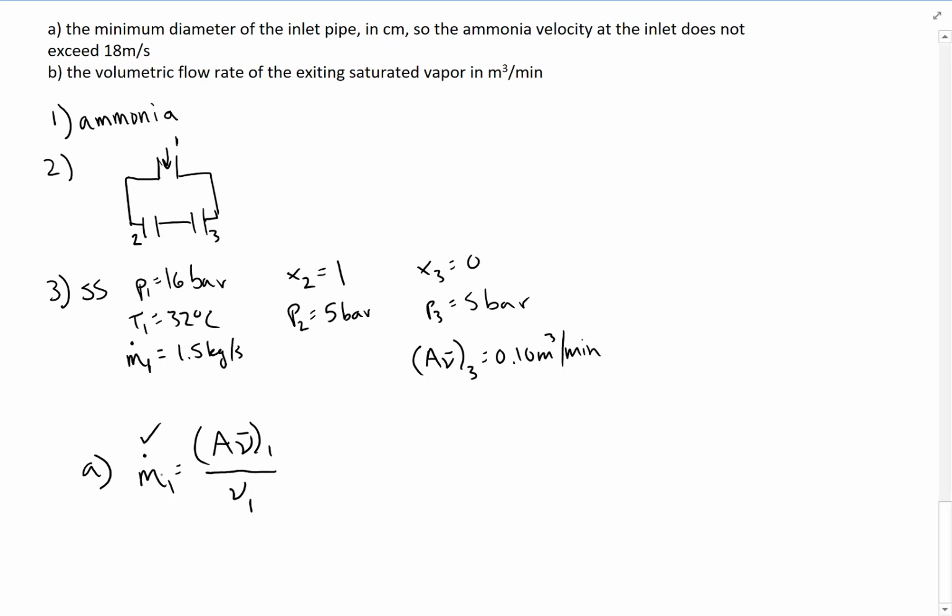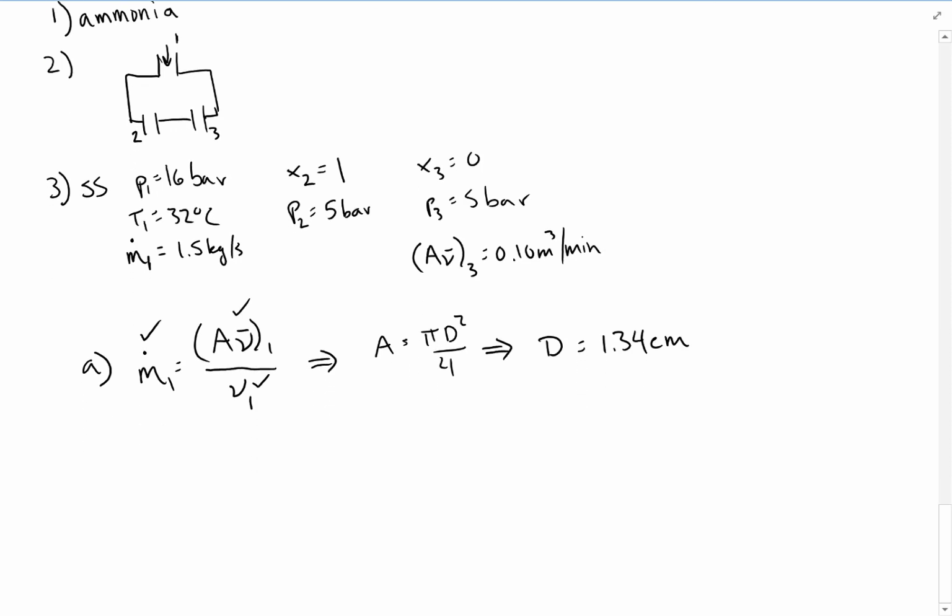We know m dot 1, we have two properties, so that means we can get v1. We know that we need a velocity of 18 meters per second, so we know velocity 1. So we just solve for the area and solve for the diameter, because area is equal to pi d squared over 4. So remember that area is pi d squared over 4. And you solve for the diameter, and you should find that the diameter is 1.34 centimeters. Okay, easy enough. That was part A.